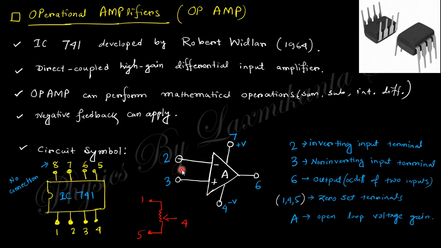terminal. That means at 0 voltage difference between 2 and 3, the output must be 0 by adjusting this potentiometer. That's why this is called the zero set terminal, and A is the open loop gain, and there is no connection with 8. I think that is clear. These are all the ports of this IC-741 op-amp.